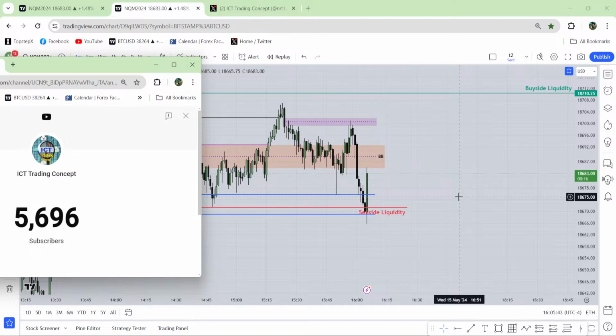Jack T, what should we do then? If it goes right now for the buy side liquidity, what should we do with the market? We should kill the market. Okay, just wait a little more. Let's see if we get some volatility around here.